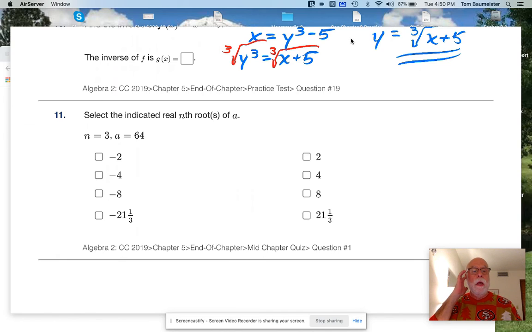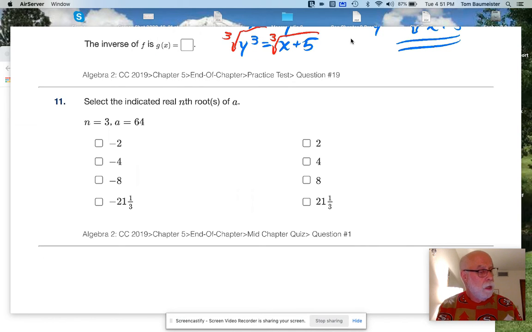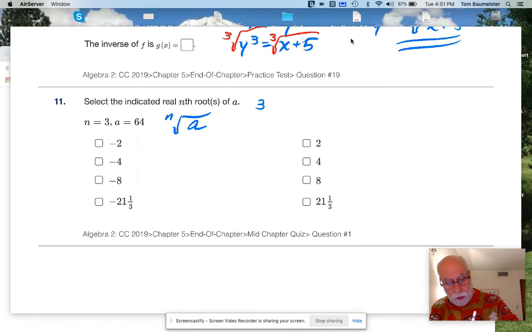Okay. Number 11. Now this was one of the very first problems that we did in the section, in the whole chapter. So it says, select the indicated real nth roots of a. So again, we're talking about the nth root. Remember, we're going to be saying this root here, and then our a is going to be here. So we're actually taking the cube root of 64.